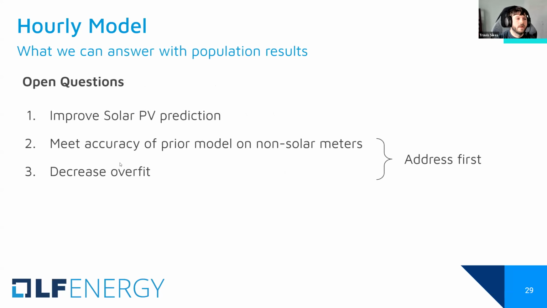Now, of these, if we can only answer three of these with population results, which are, did we improve the solar PV prediction? Did we do no harm? And did we decrease overfit? Let's start by talking about the first two.